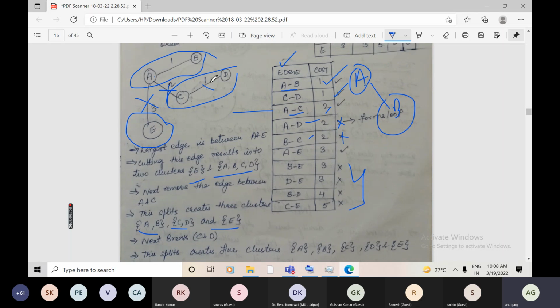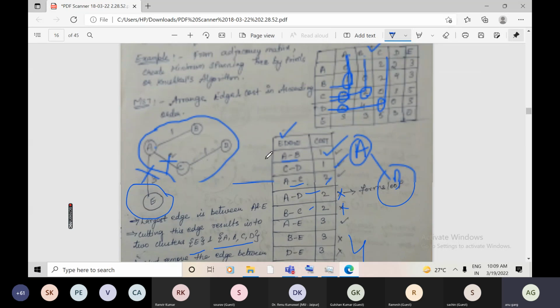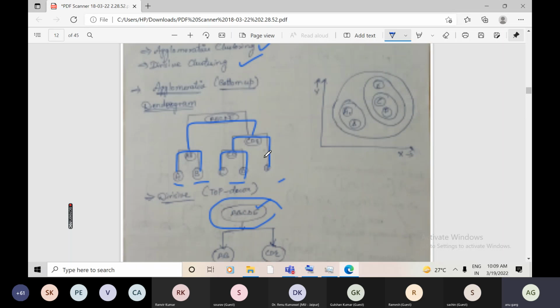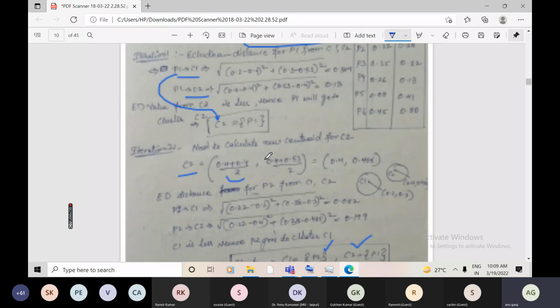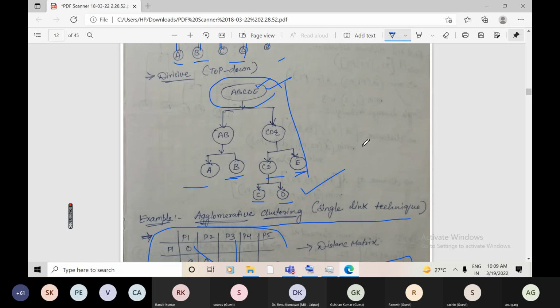Again, you can break C, D. Similarly, you can break A, B. Finally, you receive your individual elements A, B, C, D, E. So it creates 5 clusters. Basically, if you remember, I've shown you this diagram, divisive. In divisive, we come top down. So from A, B, C, D, E together, we finally arrive at individual A, B, C, D, E. So in the process, you have got these two clusters, here these 4 clusters, and then finally 2 more clusters here.